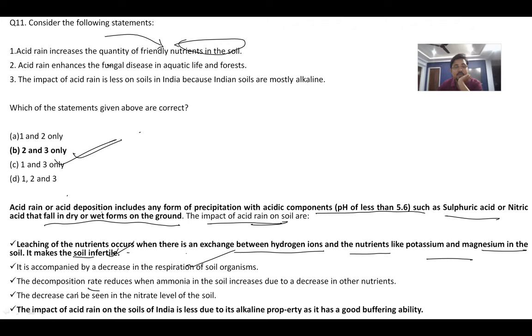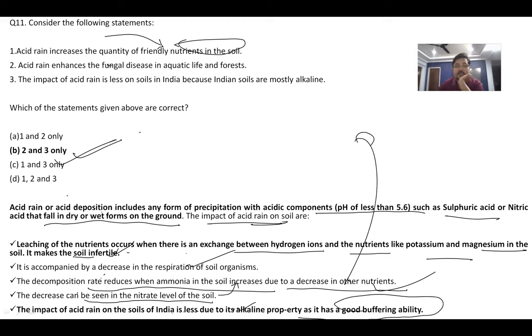The decomposition rate reduces when ammonia in the soil increases due to decrease in other nutrients. The decrease can be seen in the nitrate level of the soil. The impact of acid rain on the soils of India is less due to alkaline property, as it has a good buffering ability. So this is also an important point, this might be taken as an MCQ. This should be the same sentence property.